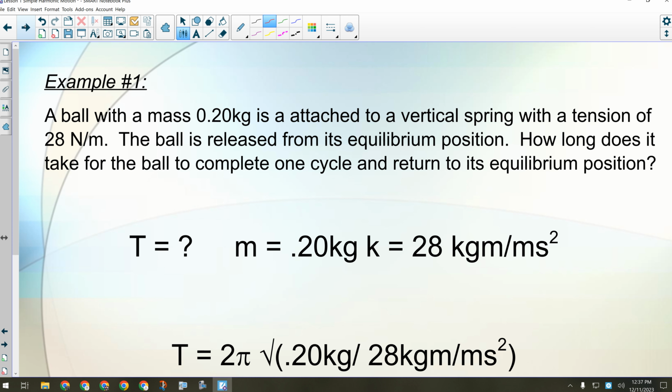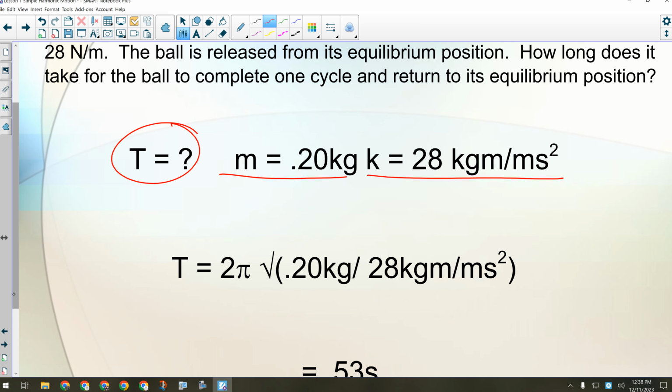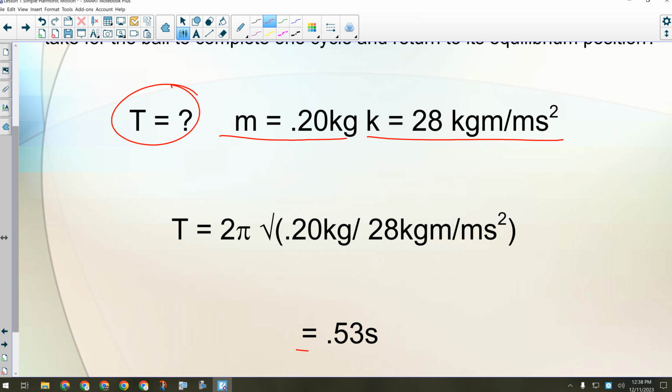So if I want to use that formula, let's just use it to solve for the period of a 0.2 kilogram mass attached to a spring with a spring constant of 28 newtons per meter. We're looking for period. We know the mass and we know the spring constant. So I just have to plug in the numbers: 2 pi times the square root of 0.2 divided by 28. I would get that that particular mass on the spring would take 0.53 seconds to complete one oscillation.